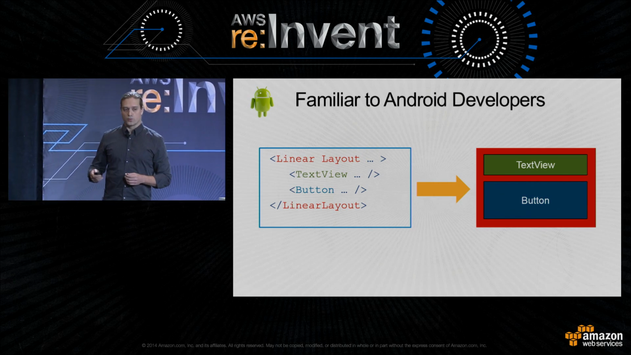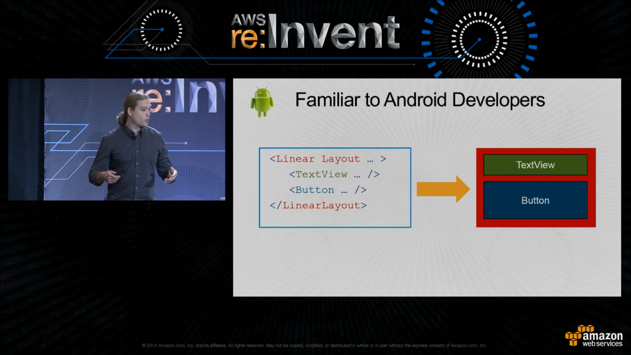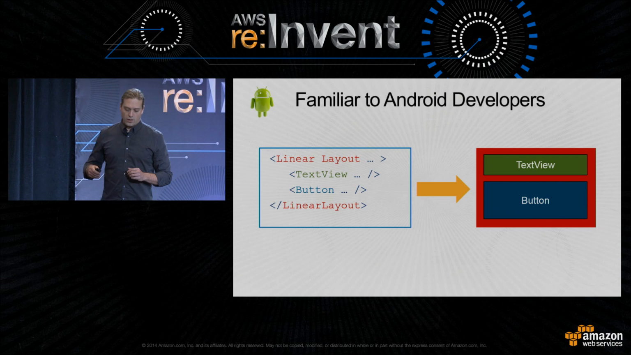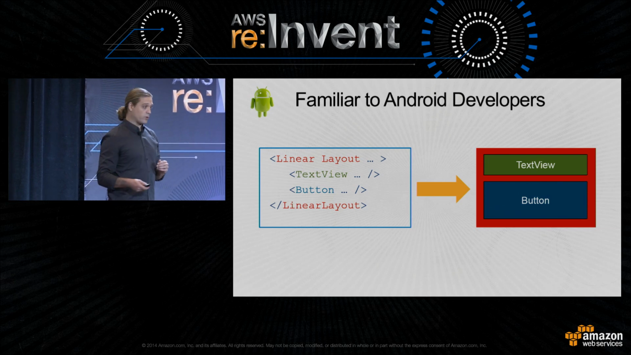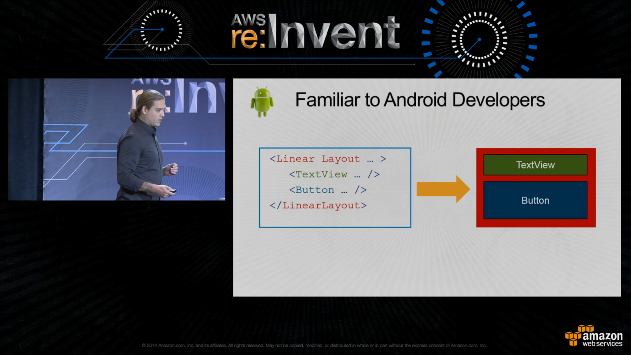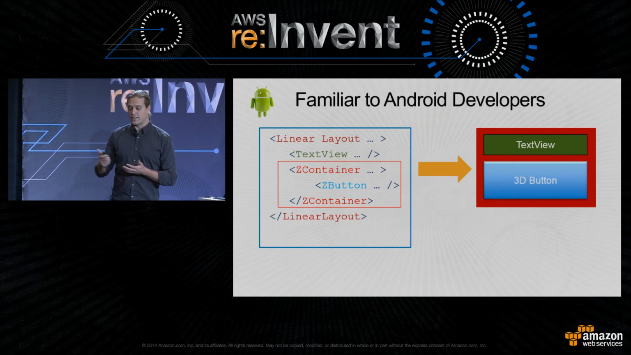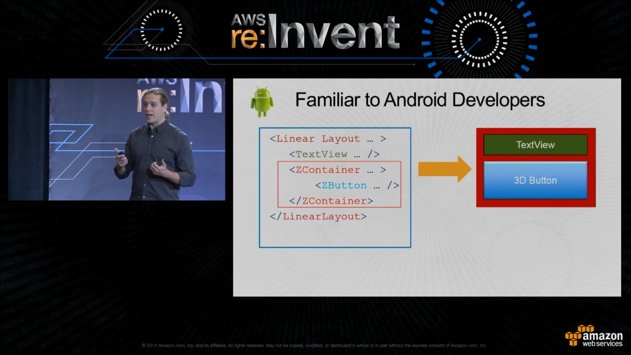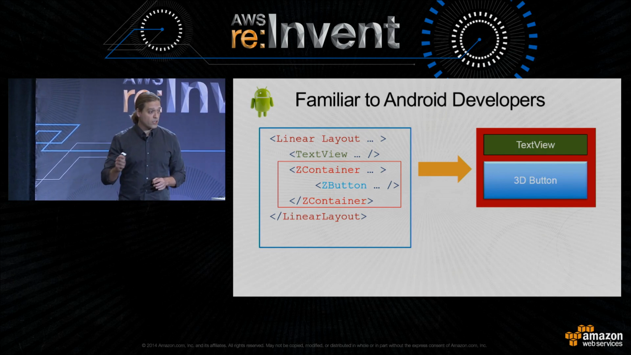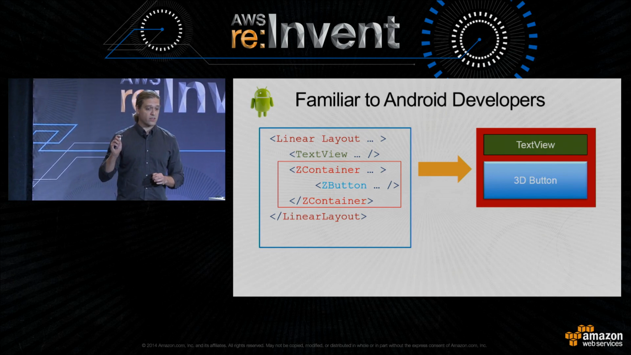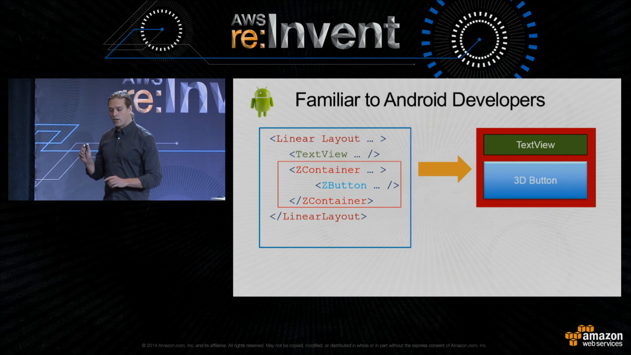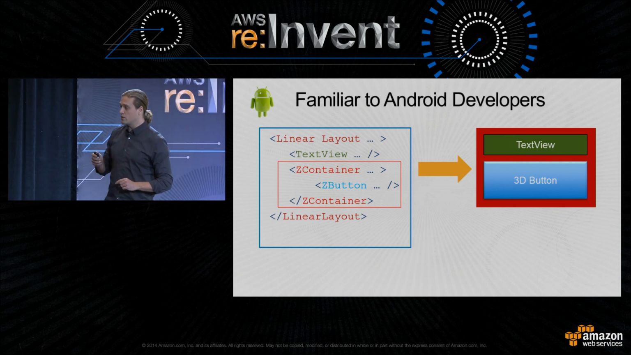So an app developer who is interested in experimenting with this stuff can just go ahead and go to their layout file and find something that they want to change, like the button, and turn it into a Z button. And they can get a 3D button into their app without touching a single line of Java code. This is strictly a change in the layout file. I'll talk about the Z container bit there a little bit further.